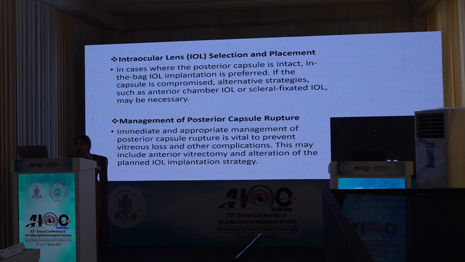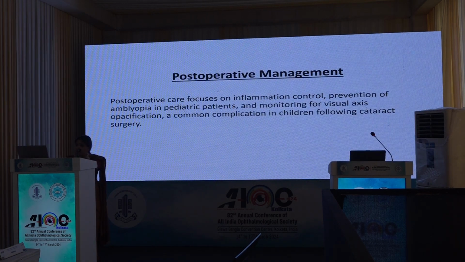Then vitreous loss has to be managed more aggressively in such patients since they are young patients. So there will be more vitreous loss. Again, the post-operative care should focus on inflammation control, prevention of amblyopia, and monitoring visual axis opacification, which is more common since, as I have told, it is a combination of posterior polar and pediatric cataract. So both strategies we have to combine to manage such cases.